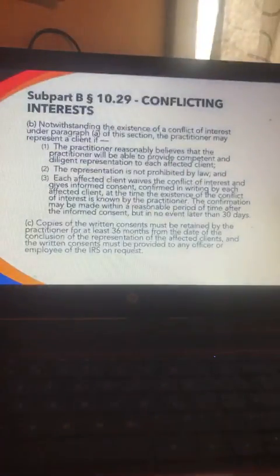And then, again, look at that section B1 right there. You've got to believe you're going to provide competent and diligent representation, and that it's not prohibited by any type of law. So be careful, especially.